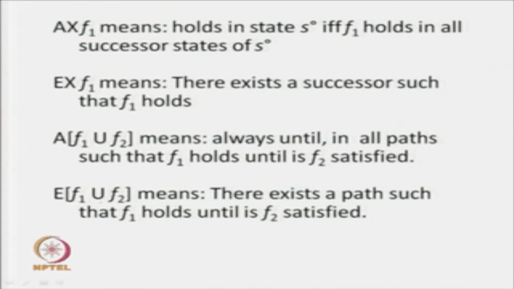Similarly, E F1 until F2. Here we are concerned about a particular path, or there exists a path, not any path. We are looking at one particular path. If we get such a path where F1 holds until F2 holds, then we say that in that particular state E F1 until F2 holds.